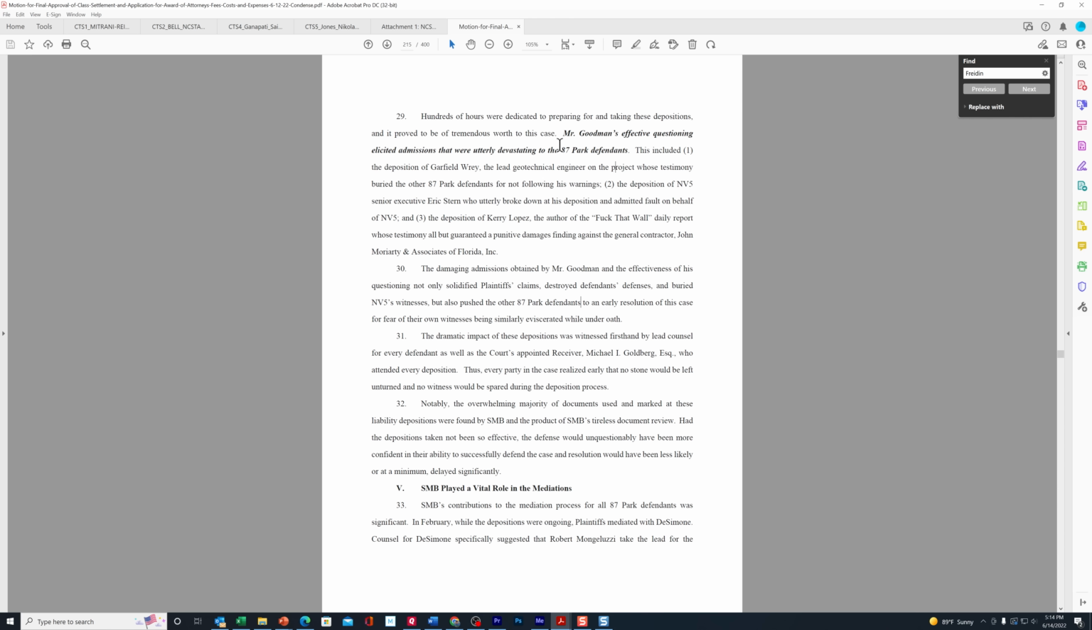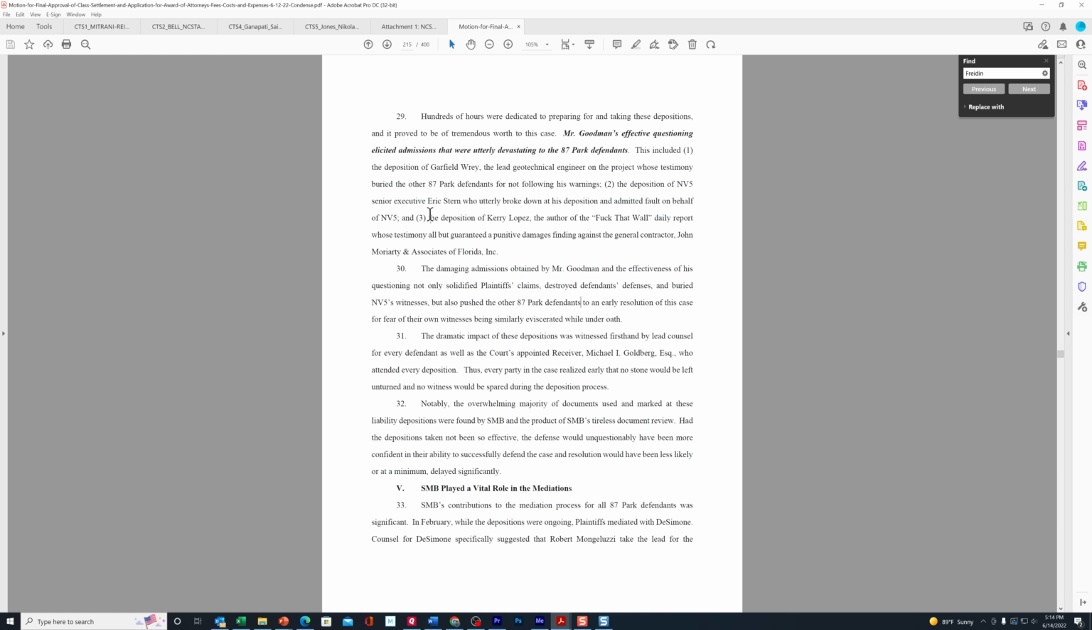So Mr. Goodman was one of the attorneys who elicited admissions that were utterly devastating to the 87 Park defendants. This includes when he deposed Garfield Ray, who was the lead geotechnical engineer on the project, whose testimony buried the other defendants for not following his warnings. I guess those were the warnings that they were exceeding the allowable vibration measurements. And then here, the deposition of NV5 senior executive Eric Stern, who utterly broke down at his deposition and admitted fault on behalf of NV5.